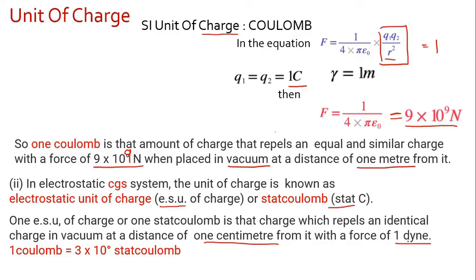The magnitude of the charge is 1 coulomb, where 1 coulomb equals 3 into 10 to the power 9 stat coulomb. This is the relation between the SI and CGS systems of units. So please remember it. This is another important key point related to Coulomb's law.